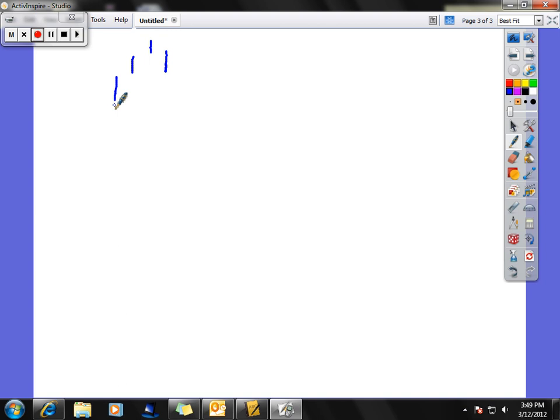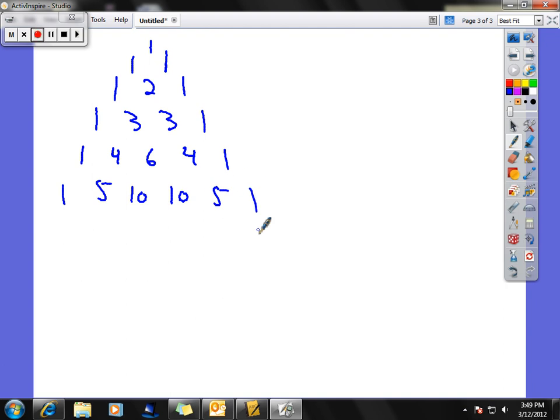So we've got a 1 here. This is now a 2. That's a 1. Now we've got a 1, 3, 3, 1. We've got a 1, 4, 6, 4, 1. And we've got a 1, 5, 10, 10, 5, 1. Now that should look familiar. That's the example I just did. 1, 5, 10, 10, 5, 1.